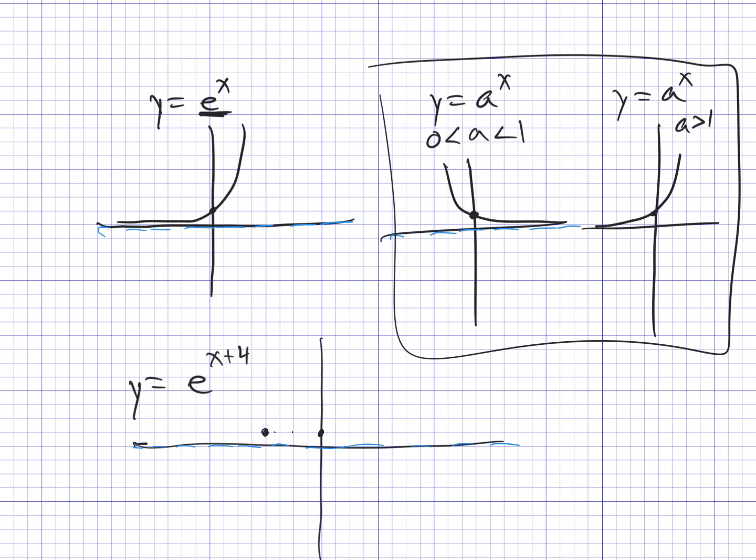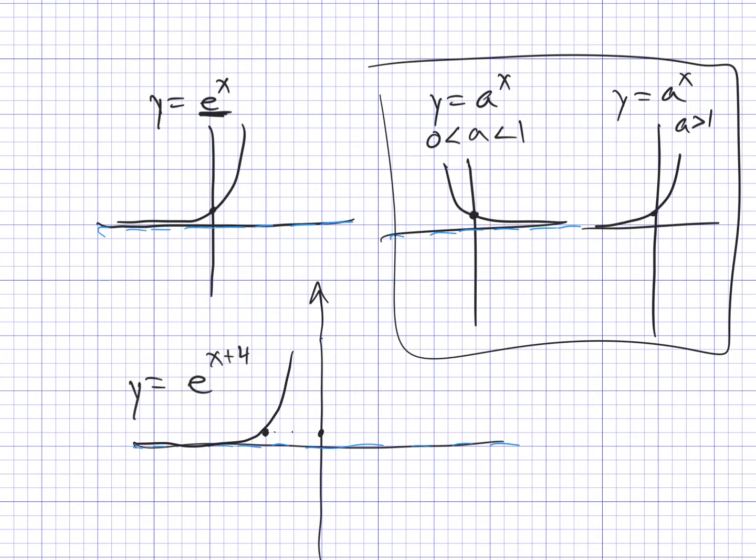Now you still have a y-intercept, except it's going to be a large number. If you plug 0 in for x, that'll give you your y-intercept. 0 plus 4 is 4. e to the 4th power is 54.6, so way, way up there before it crosses the y-axis.